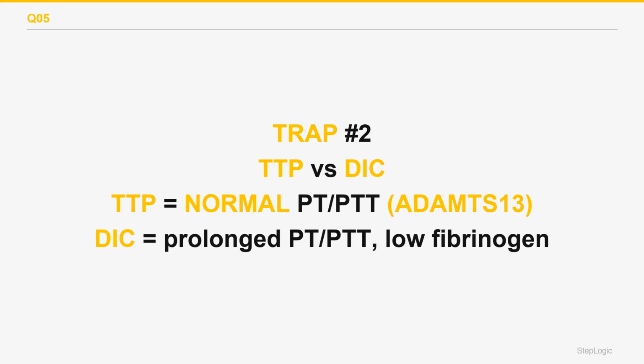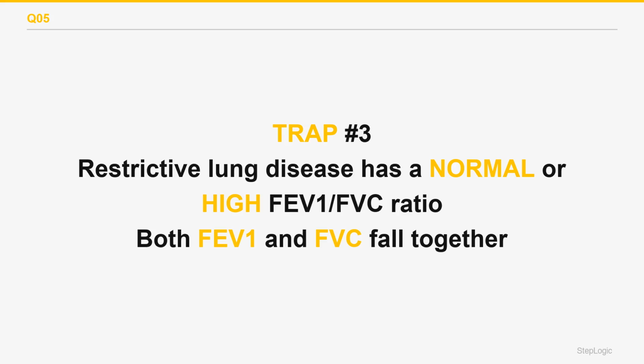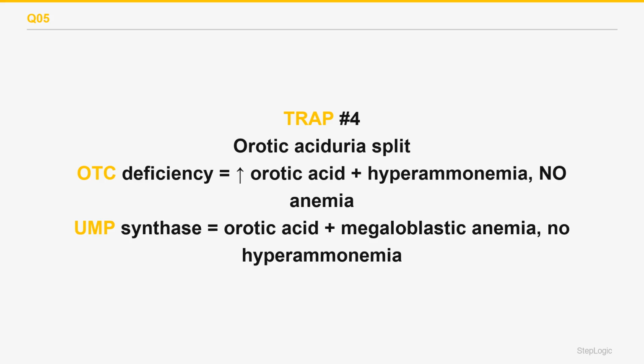Trap 2, TTP versus DIC. Both have schistocytes and low platelets, but TTP has normal coagulation times because it is a platelet VWF problem. DIC consumes clotting factors, so PT and PTT are prolonged, and never transfuse platelets in TTP. Trap 3, restrictive lung disease. Students expect a low ratio because the lungs are sick, but the FEV1/FVC ratio is normal or even high because both values shrink together. Only obstructive disease lowers the ratio.